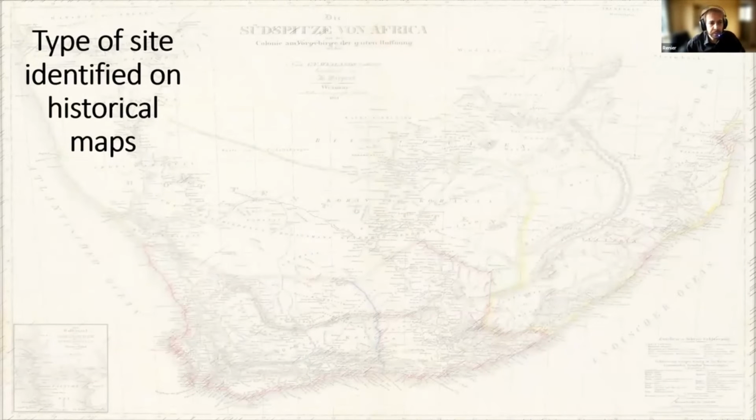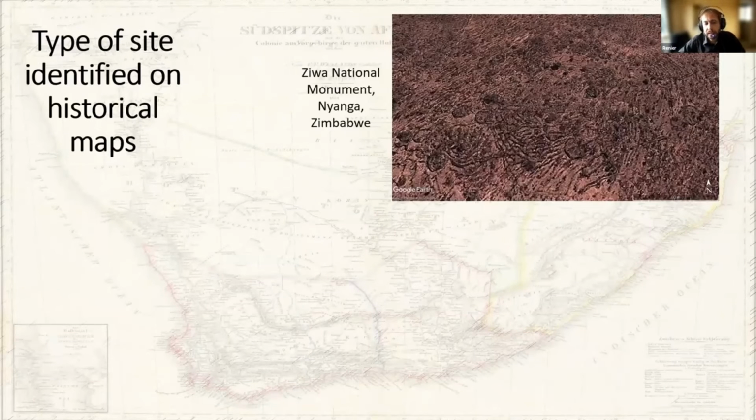Other types of sites we can indicate, like this is the Z1 National Monument I mentioned earlier, that only had that one dot on a 1 to 250,000 map. So this is a satellite image, and all the circular structures you can see here, those are actually settlements. They're known as pit enclosures. And then you also have the terracing here.